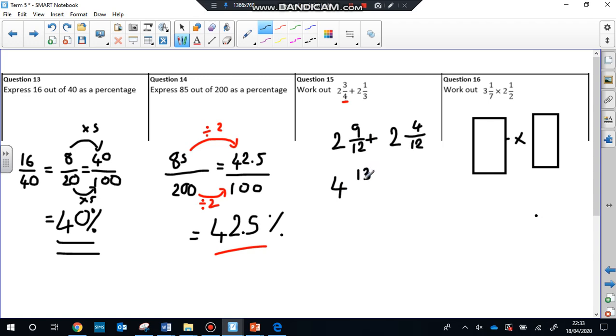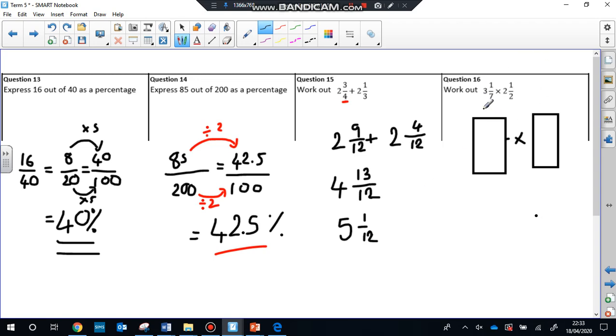So I've got 4 and 13/12, but I have a top-heavy fraction here, so I need to change that to a mixed number. So 13/12, well, I would get 1 whole out of that with 1/12 remaining. So if I add that 1 whole, I get 5 and 1/12.